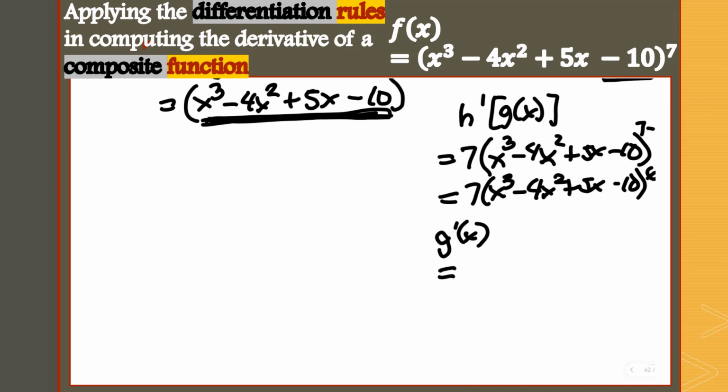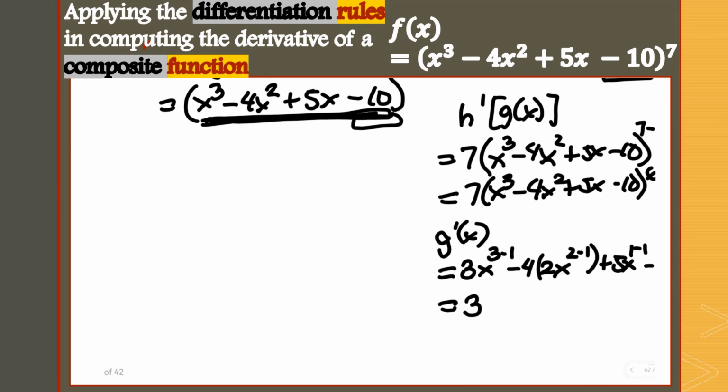So you will have here x cubed, that's 3 times x to the n minus 1, that's the power rule, minus the constant multiple 4 times 2 times x to the power of 2 minus 1, plus 5 times x to the power of 1 minus 1, because that has an exponent of 1, minus 0, as 0 is the derivative of a constant, negative 10. Therefore, your g prime of x is 3x squared minus 8x plus 5 times x to the power of 0, or again, that's just simply equal to 1, so we will have here plus 5.